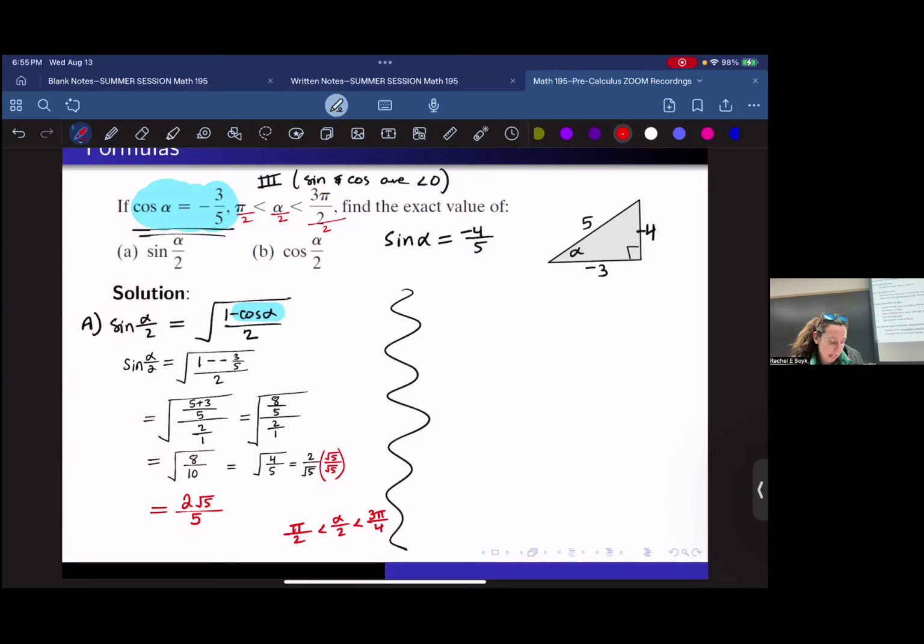And pi over 2 is 90 plus 45 is 135. So between 90 and 135, that's the second quadrant, so it's going to stay positive. So our final sine of theta over 2 is positive 2 square root of 5 over 5. And we're done.